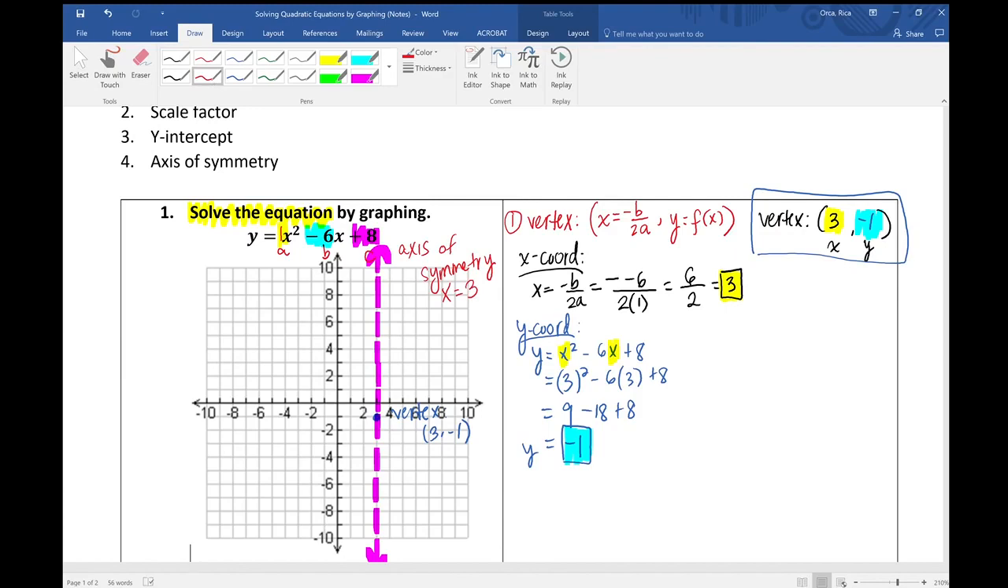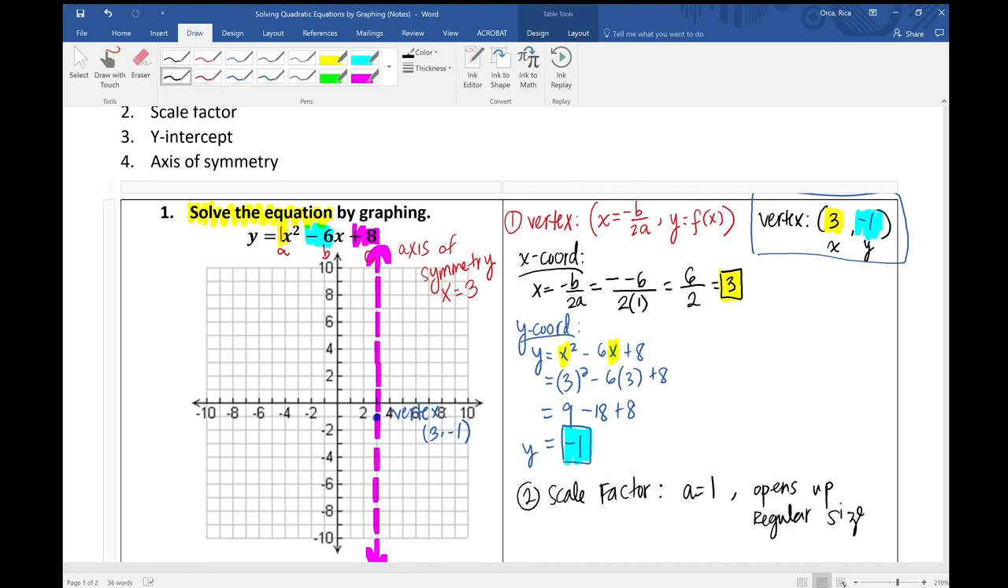Next step, let's use our scale factor. Step number 2. Scale factor. Our scale factor is 1, which tells me that the parabola opens up and is of regular size. So from the vertex, I want to go 1 unit to the right and 1 unit up because a is 1. If I have a point on the right side, I automatically have a point on the left side. Draw the reflection.